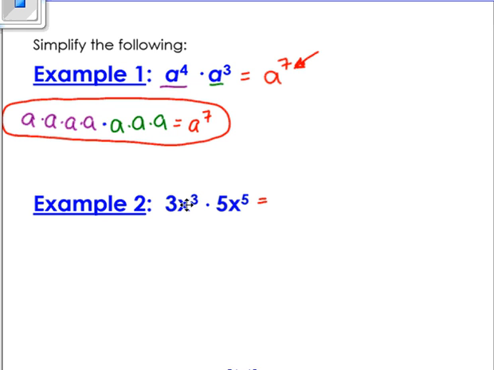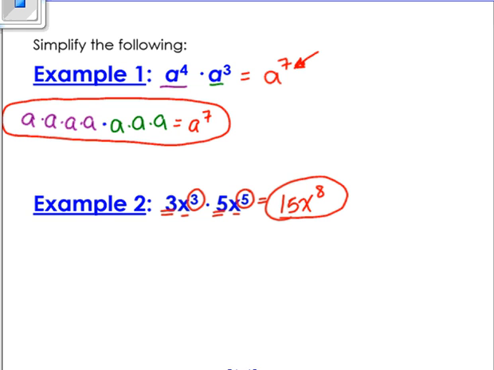On example 2, it says if you have the same base. Well, the base of both of these is x. So I do have the same base. And it says you're going to multiply the coefficients. Well, my coefficient here is 3. And my coefficient here is 5. So if I multiply those coefficients, I get 15. Then it says you're going to add your exponents. So if I add 3 and 5, I get 8. So using the shortcut, this is my answer, and that's sufficient.